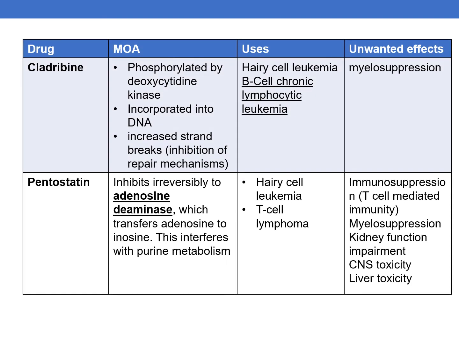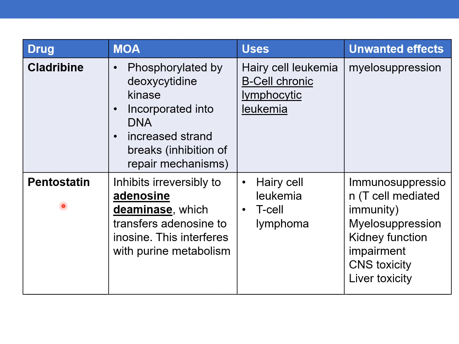Other drugs are cladribine. It is phosphorylated by deoxycytidine kinase. It is also incorporated into DNA, increases the strand breakup and inhibits the repair mechanism. That is the mechanism of action of cladribine. Uses are hairy cell leukemia, B cell chronic lymphocytic leukemia. Unwanted effects are myelosuppression.